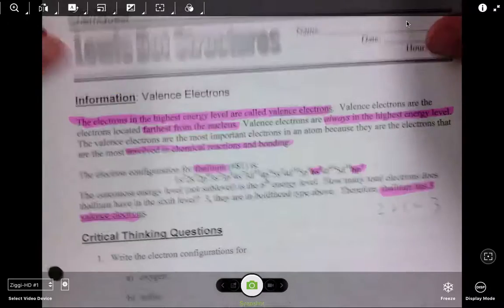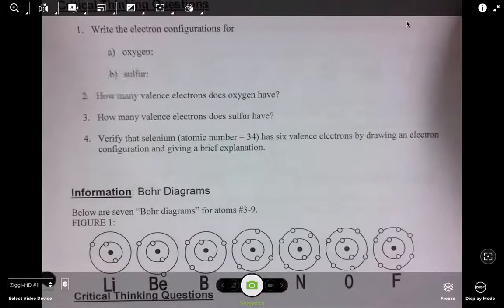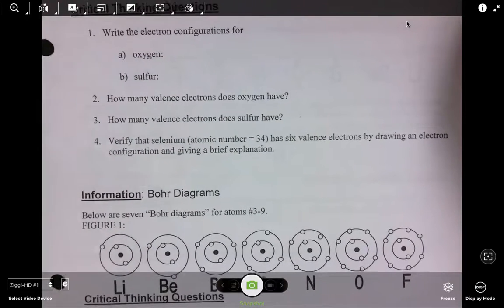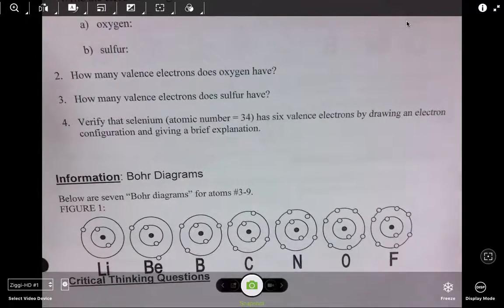So now, using that information about valence electrons and what you know from the electron configuration Chemquest, you should be able to answer questions 1 through 4. So pause the video while you work on those questions.